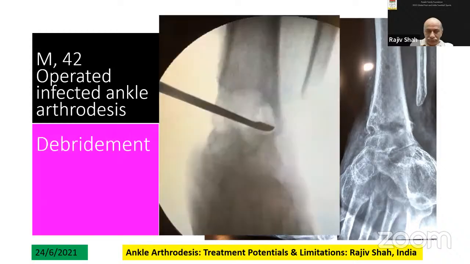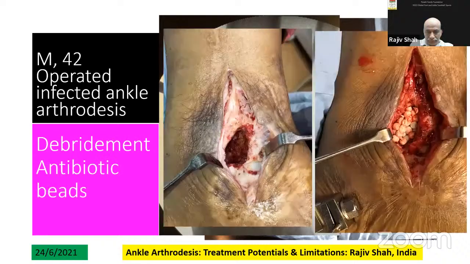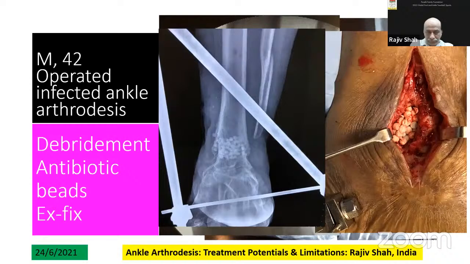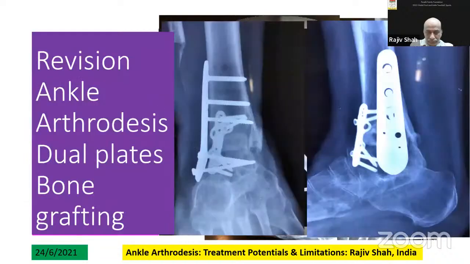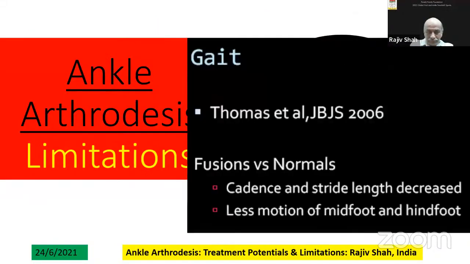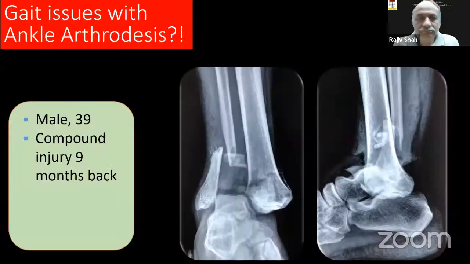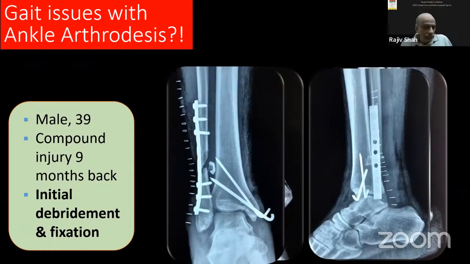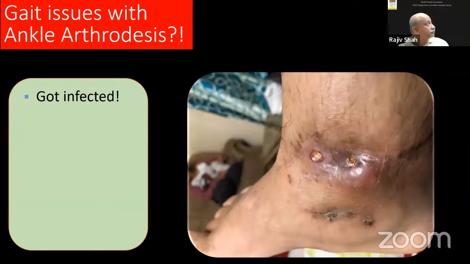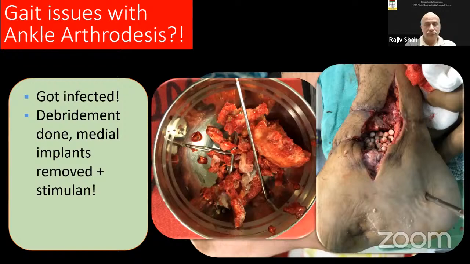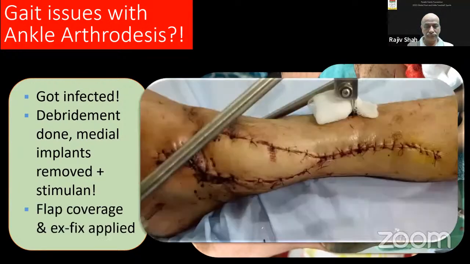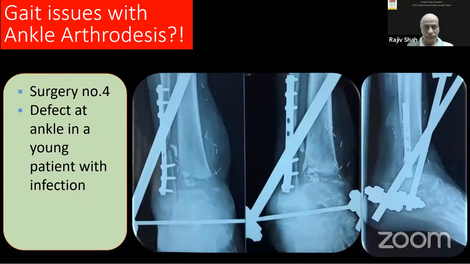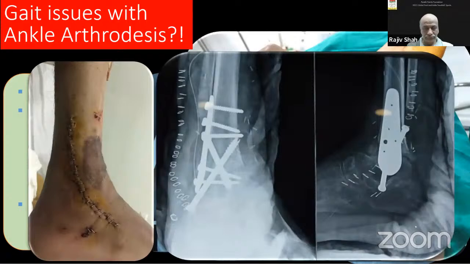The abnormality of the gait has been postulated in various studies, where the cadence and the stride length of the gait are decreased, and a normal gait never returns after ankle fusion. But look at this, one of my patients, a male of 39 who had a compound injury 9 months back, was treated with this kind of fixation and a flap coverage was done, which went on to infection. And then we went in, did the debridement, removed the implant, pushed in antibiotic granules, and external fixation was applied. A flap was also covered afterwards, and this is how he looked. At surgery 4 we went in, removed the external fixator, cleaned up everything, and did an ankle fusion with bone graft and a lateral plate, which went on to unite.